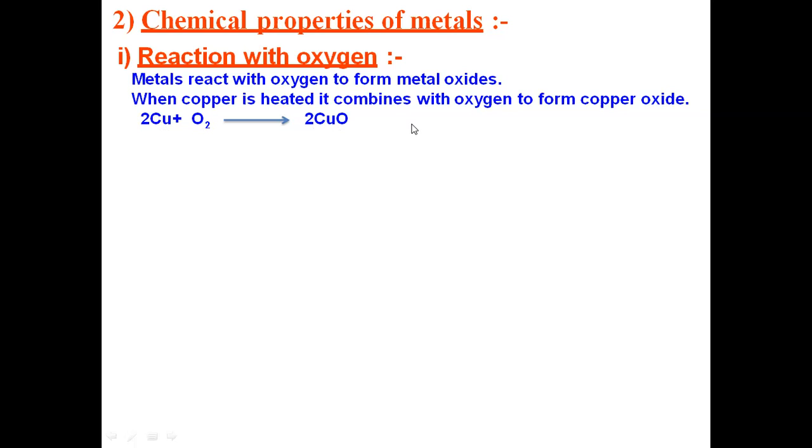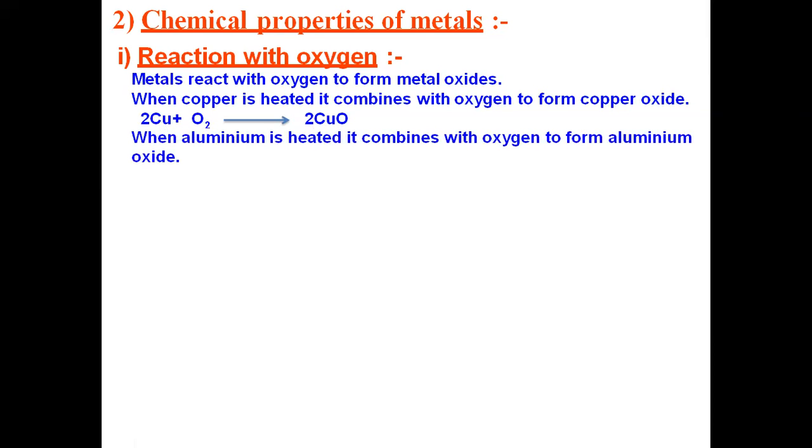The oxidation state is +2 and -2 in copper and oxygen respectively. We can also consider another example, that is aluminium. When aluminium is heated, it combines with oxygen to form aluminium oxide. In this case, you can see the formula is Al2O3, because the charge on aluminium is +3 and the charge on oxygen is -2.